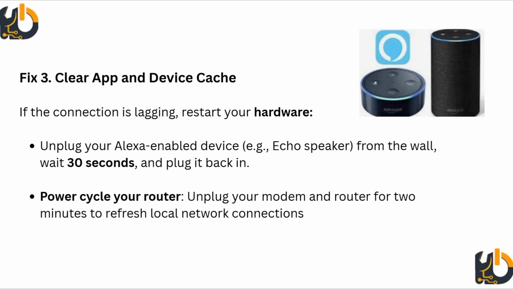Fix 3. Clear app and device cache. Unplug your Alexa enabled device, for example Echo speaker, from the wall, then wait for 30 seconds and plug it back in. Power cycle your router. Unplug your modem and router for 2 minutes to refresh local network connections.